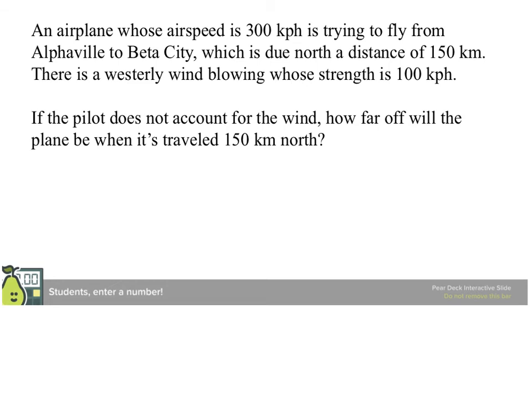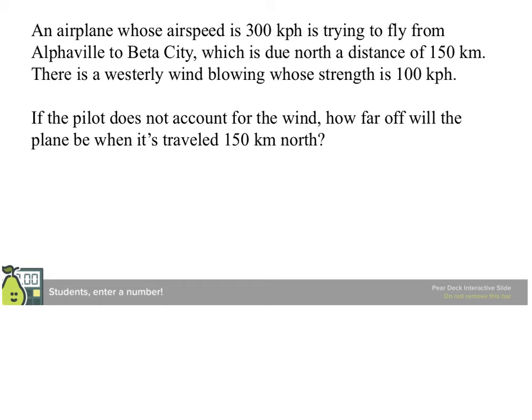All right, different problem. An airplane whose airspeed is 300 kilometers per hour is trying to fly from Alphaville to Beta City, which is due north a distance of 150 kilometers. There's a westerly wind blowing whose strength is 100 kilometers per hour. If the pilot does not account for the wind, how far off will the plane be when it's traveled 150 kilometers north? All right, so what is airspeed?